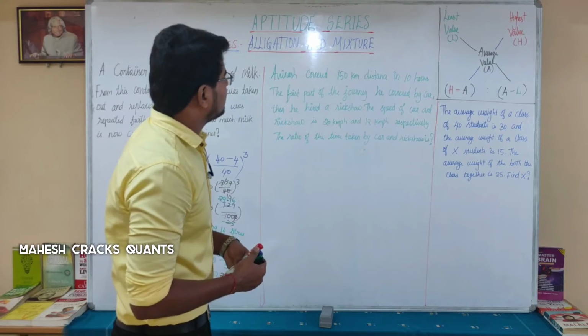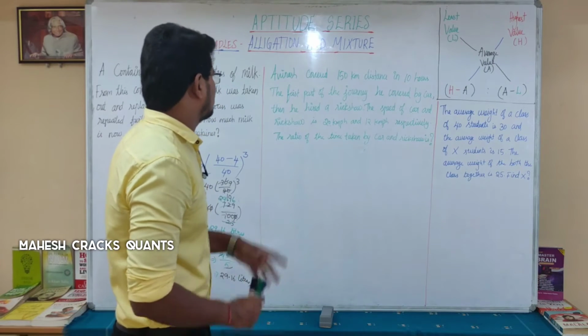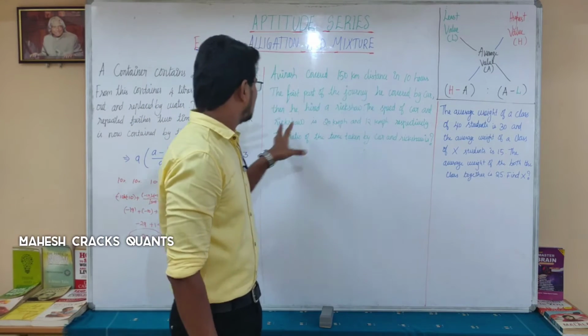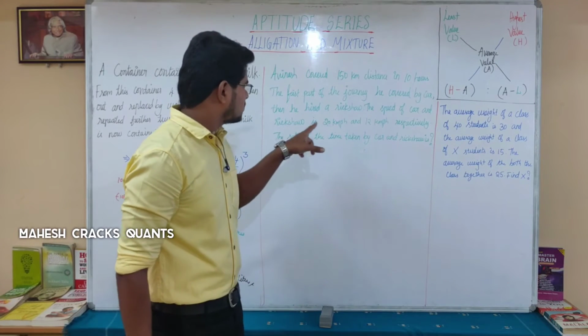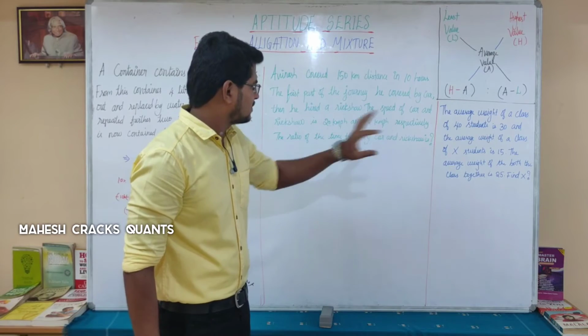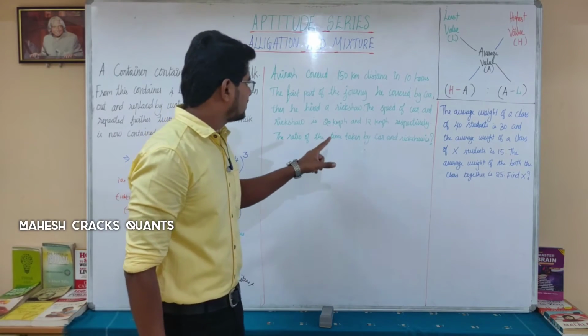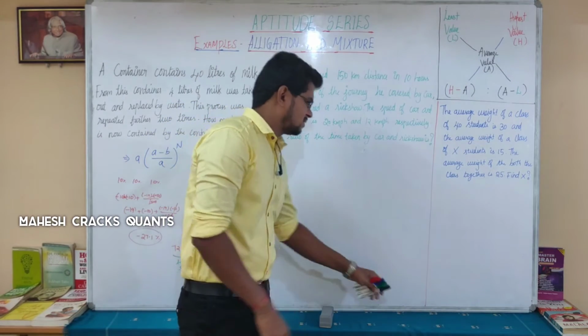Avinash covered 150 kilometer distance in 10 hours. The first part of the journey he covered by car, then he hired a rickshaw. The speed of the car and rickshaw is 20 km per hour and 12 km per hour respectively. The ratio of the time taken by car and rickshaw is?